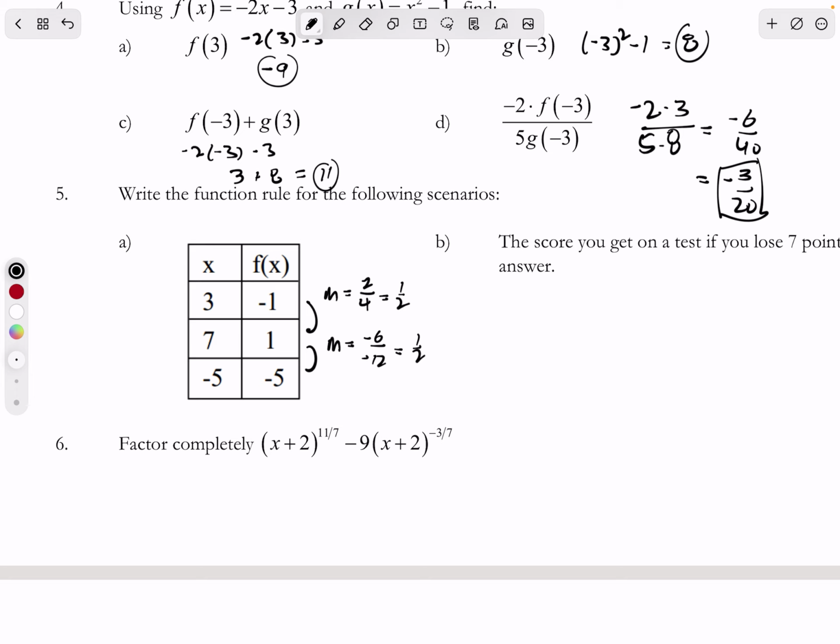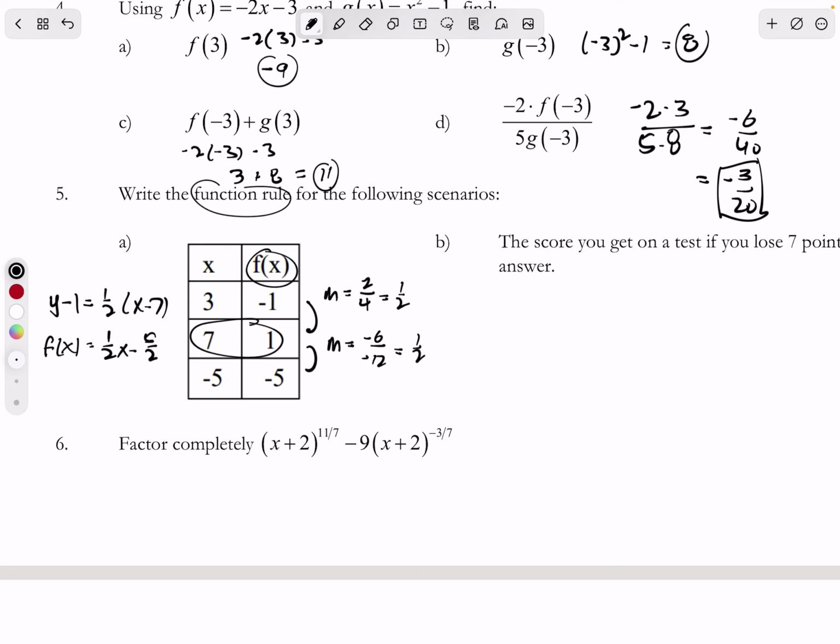So can't we just say point slope form? I'm going to pick this point. y minus 1 equals 1/2 (x minus 7). Now they do want it in function notation, right? The function rule. So I'm going to solve for y, but I'm going to call it f of x equals 1/2 x minus 7/2 plus 1. That's minus 5/2. I'm going to rewrite that a little neater. f of x equals 1/2 x minus 5/2.